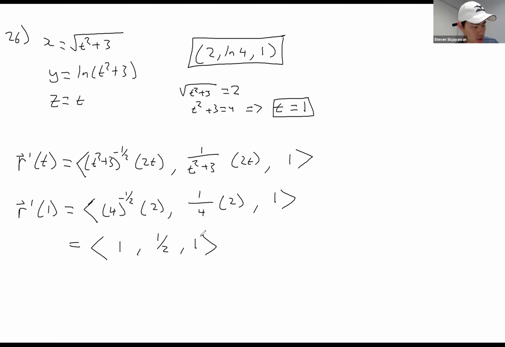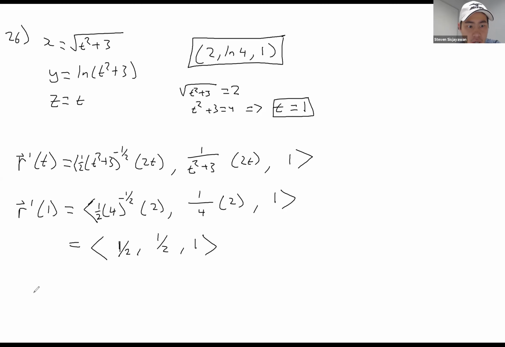Okay, let me just double check that. Should be it. Oh, I'm missing something. This derivative is not exactly right. That's where it seemed off. All right, so that's actually 1/2 right there. I'm missing 1/2 right there. Okay, so this is actually going to be 1 over 2.